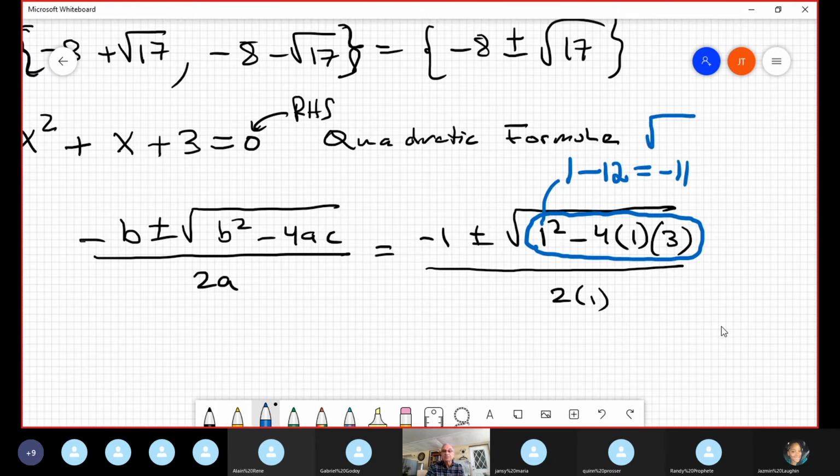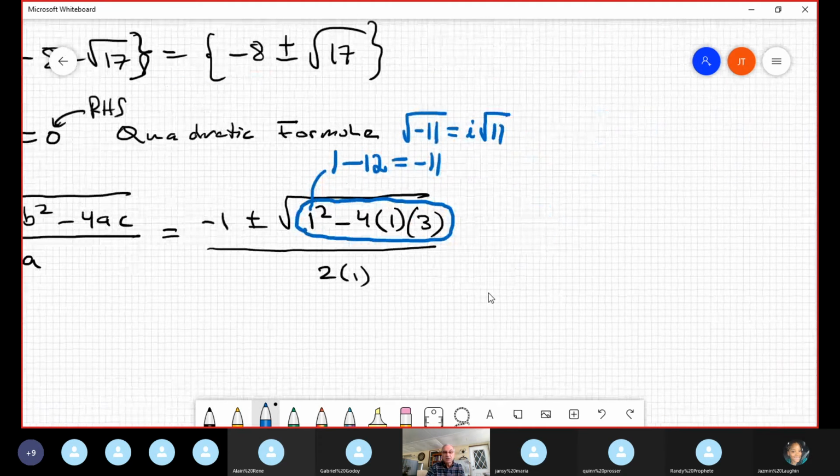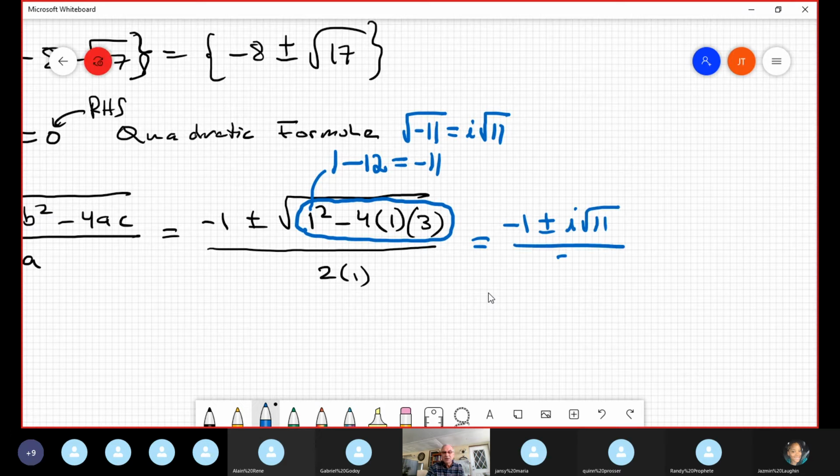The square root of negative 11, remember, is imaginary. It's i radical 11. Because 11 is a prime number, we cannot simplify anymore. So we expect a complex solution. The solution then is negative 1 plus or minus i radical 11, and I prefer to put the i in the first place, divided by 2.